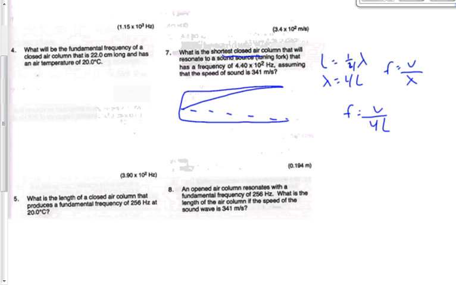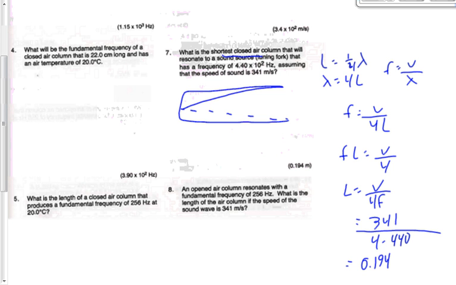We're looking for L here. So once again, we're going to take the L up by multiplying. We're going to take the F down by dividing. The speed of the sound is given to me as 341. You could find it if you were given a temperature, but we don't need to here. The frequency is 440 hertz. When we do that math, we should get 0.194 meters.